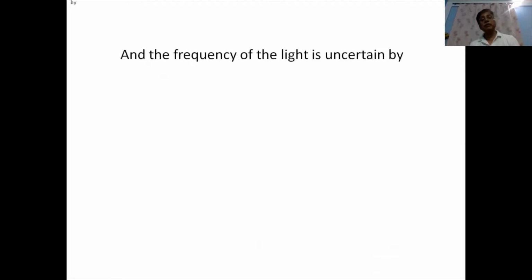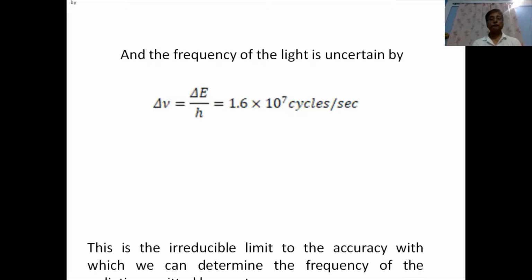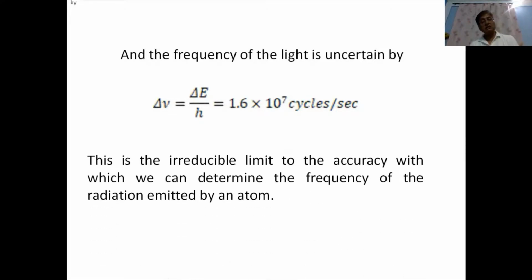And the frequency of the light therefore is uncertain by delta nu equal to delta E by H, which comes out to be 1.6 into 10 to the power of 7 cycles per second. This is the irreducible limit to the accuracy with which we can determine the frequency of radiation emitted by an atom, and any error that we commit in the measurement will add to this, and the uncertainty will become more.